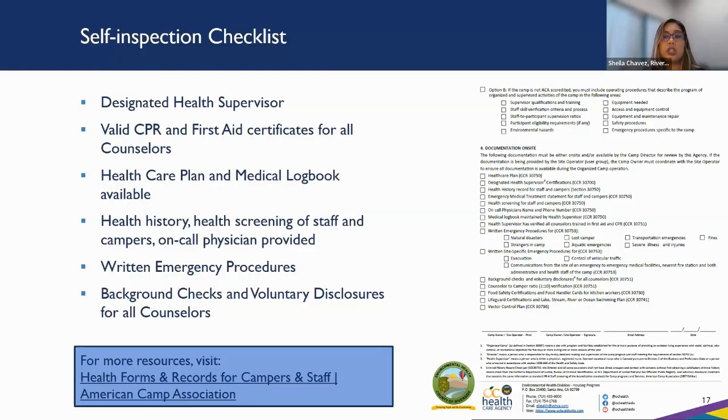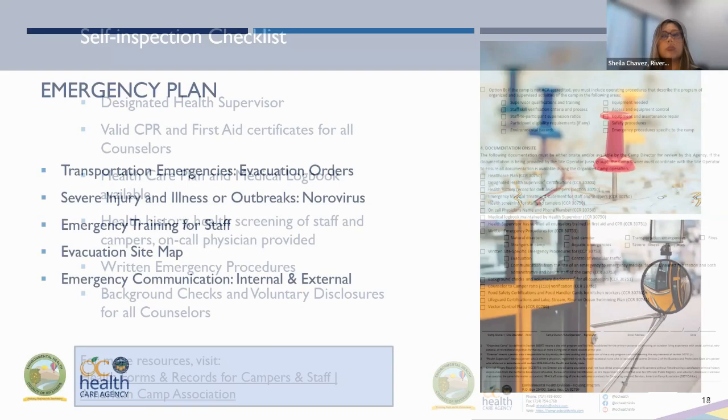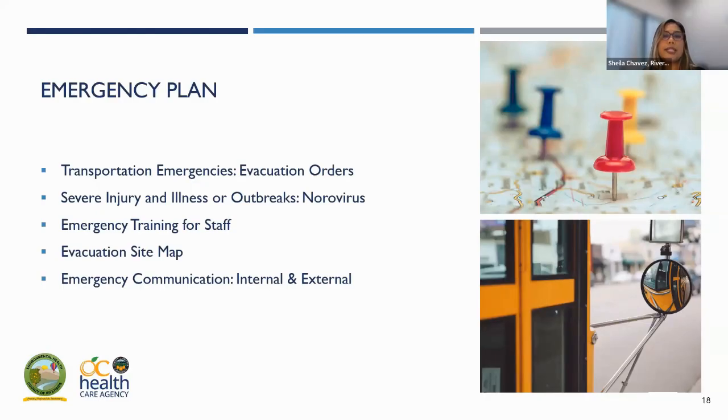Written emergency procedures are also required, and this gives staff clear guidance for responding to situations like injuries, natural disasters like fire and earthquake, and communicable disease outbreaks such as norovirus, ensuring a coordinated response. As far as emergency plans, it is very effective for norovirus prevention to have a strong emergency response component. While prevention is the priority, camps also need to be prepared to respond quickly and effectively when incidents occur.